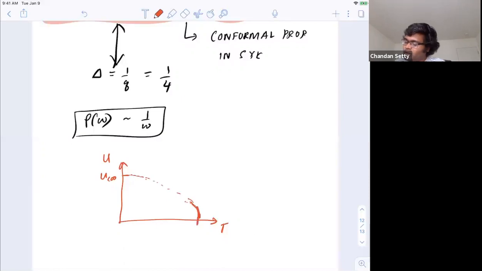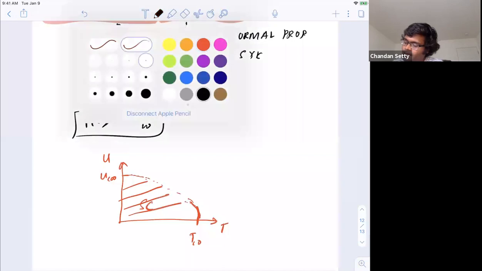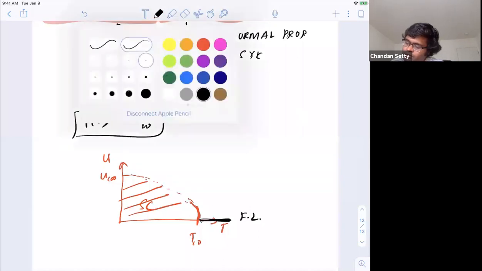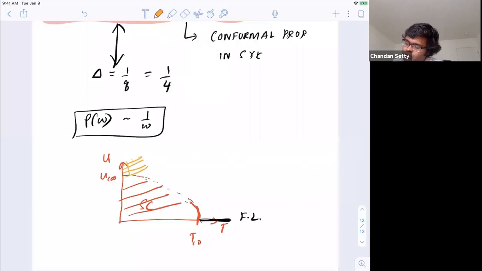So you have some critical temperature at U equal to 0, Tc0. So this is a superconductor. This region here is the Fermi liquid because U is equal to 0. And this region here is the non-Fermi liquid. Which means that the superconductor that is close to the non-Fermi liquid is a strong coupling superconductor. And this would be a weak coupling superconductor.